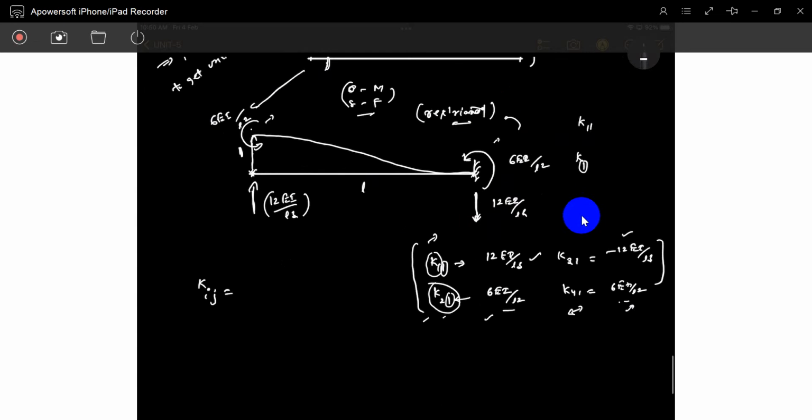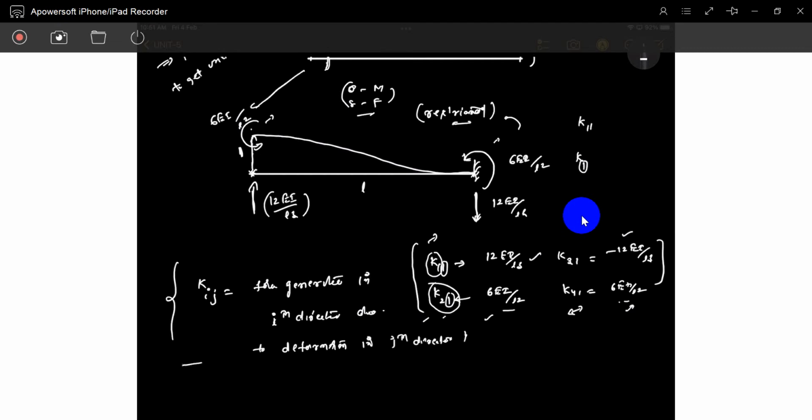Kij is the force generated in the ith direction due to deformation in the jth direction. That's it, that is Kij.